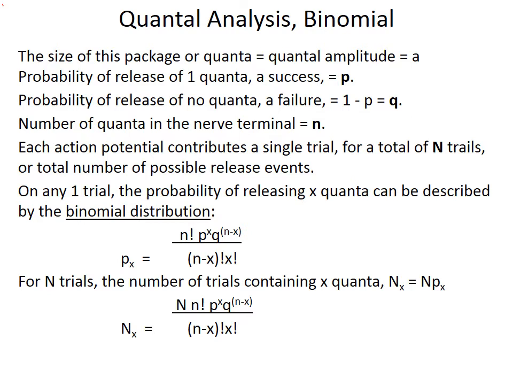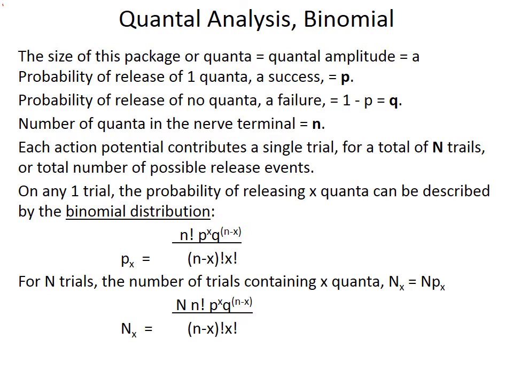So Del Castillo and Katz applied the known mathematical analysis, the binomial distribution, and they assumed that a single package, or a single quantum, of neurotransmitter produced a minimum amplitude of postsynaptic response that they called the quantal amplitude, abbreviated with the letter a. And they thought about the probability of release of this single quantum. The probability of success was p, and the probability of no success, or failure, was q, or 1 minus p.